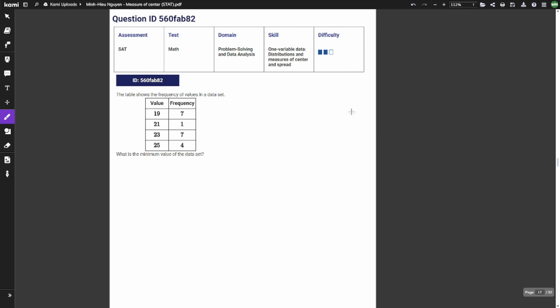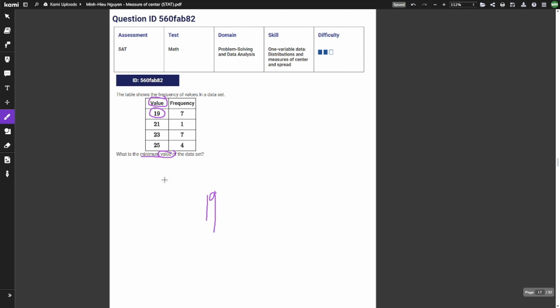Question number 17. The table shows the frequency of values in the dataset. What is the minimum value of the dataset? So they're asking for the minimum value. Here are values. And which value is the lowest? Well, it's gonna be 19. So our answer is just 19.